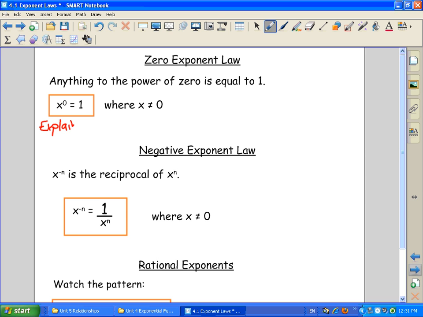So if I explain it this way, say I had 6 to the power of 5 divided by 6 to the power of 5. Well, that's our division law, so 5 subtract 5, which equals 6 to the 0. But 6 to the 5th divided by 6 to the 5th equals 1. All right? Apologize for that interruption.